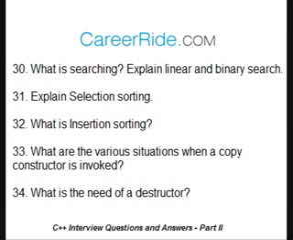What is searching? Explain linear and binary search. Finding the location of a given element in a given data structure is called searching. There are two types of search, linear search and binary search. In linear search, the element to be searched is compared with each element of the given list one by one, starting with the first element. The process of comparison continues until the element is found or the list gets exhausted.